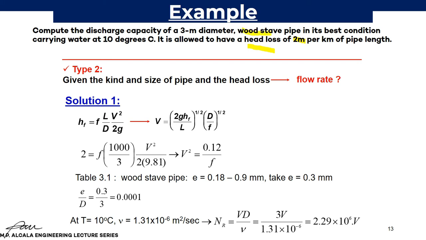So solving, we can simply use the Darcy-Weisbach equation. Again, you will have one equation with two unknowns, two variables. But the friction factor is a function of the Moody diagram. Take note of that. Now the wood stave has a roughness of 0.18 to 0.9, we take 0.3. I guess this is a book problem, no? So e, 0.3, divided by the diameter of 3.